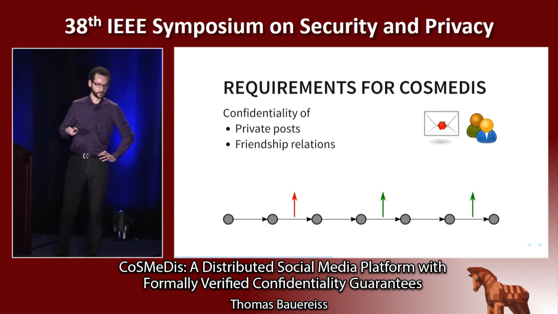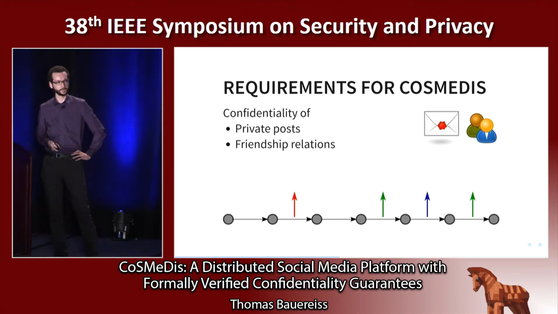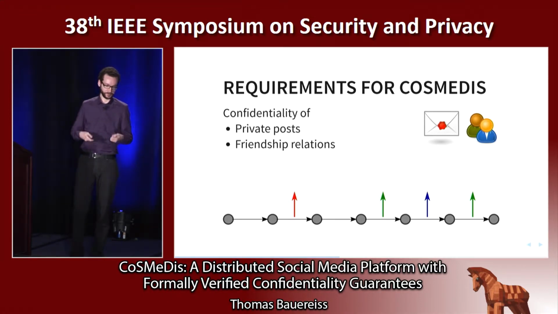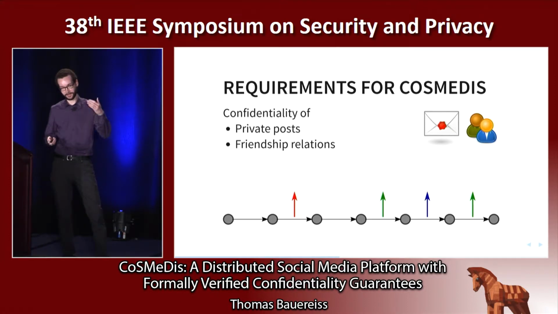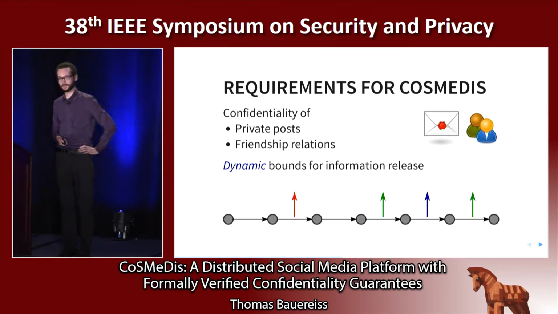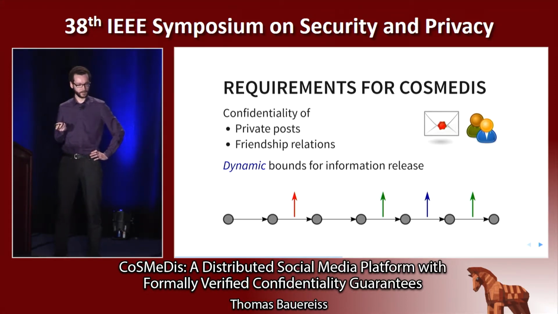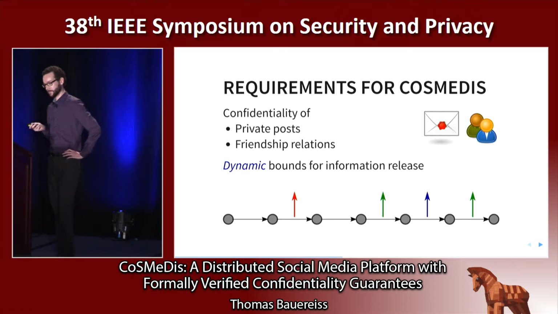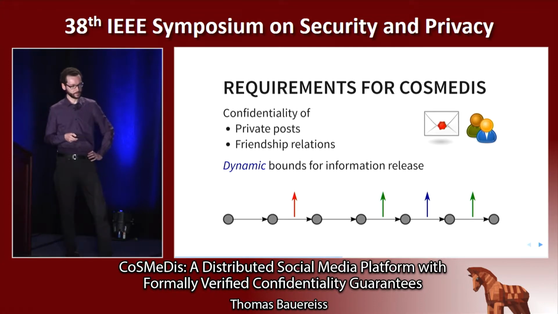So for example, the owner of the post could decide to add one of the observers as a friend, and then they are allowed to learn about the content. Until the owner decides to remove the observer again as a friend, then everything that happens afterwards should be kept confidential again. So we have quite dynamic bounds on the information release that we want to allow here in the system. And for details on how we formalized this, I refer both to this paper and also to last year's paper at ITP, where we discussed this in more detail.